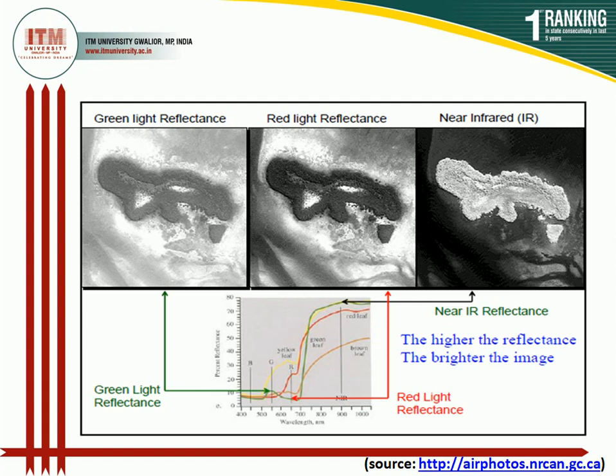So here is a picture representing the area in different colored light: green light, red light, and near infrared light. The area having vegetation appears lighter in color in the near infrared zone, while the rest appears darker, because vegetation reflects strongly in the near infrared zone.